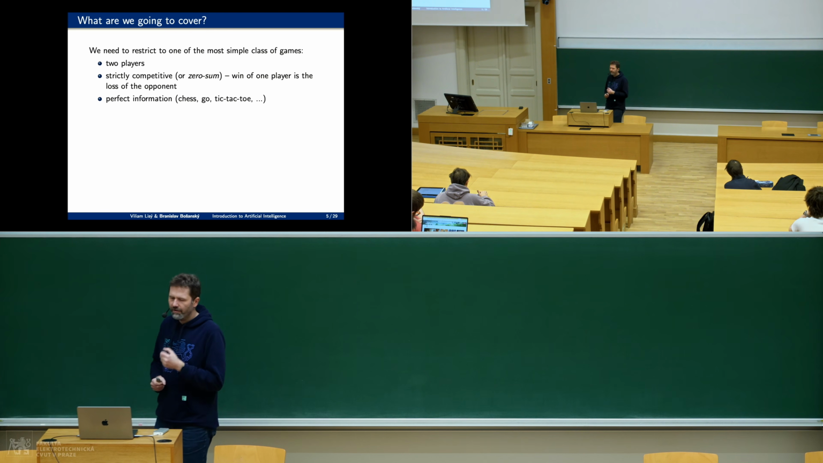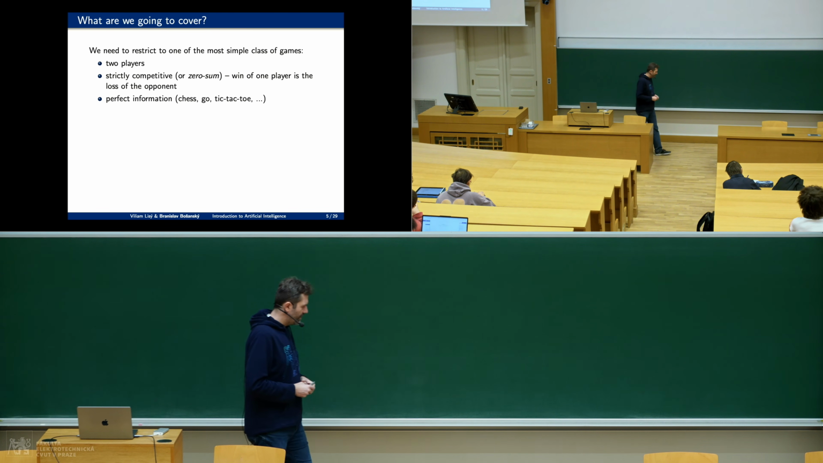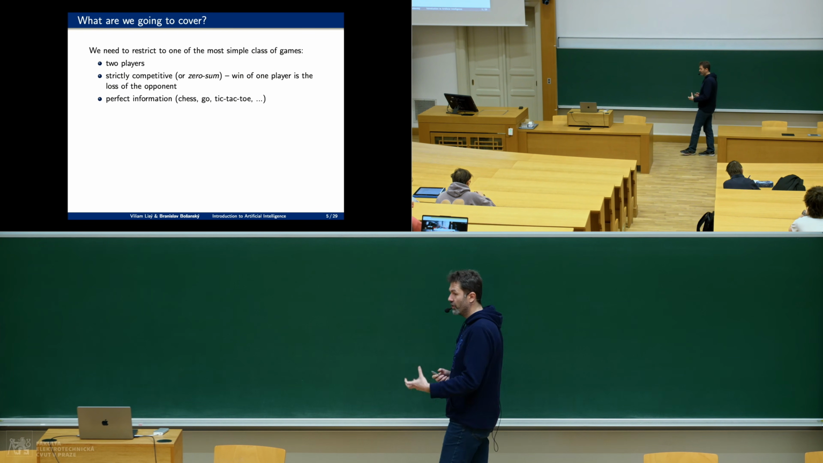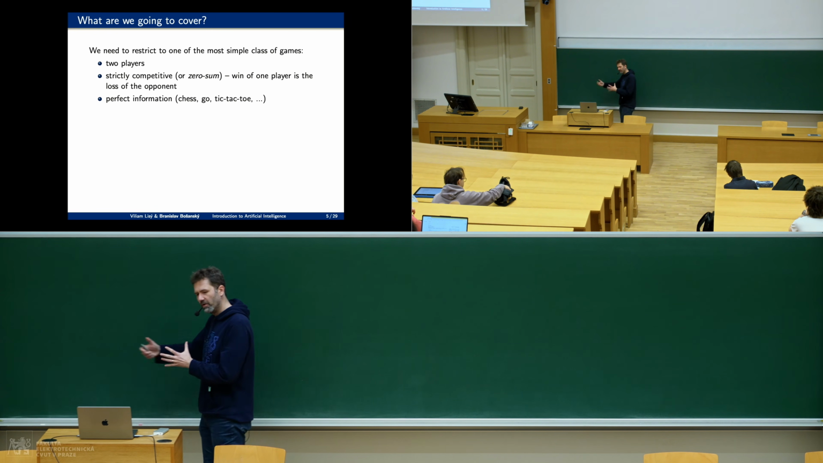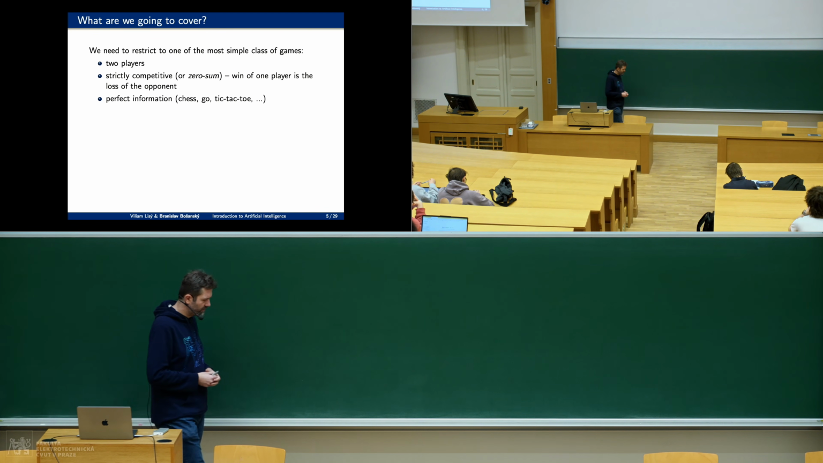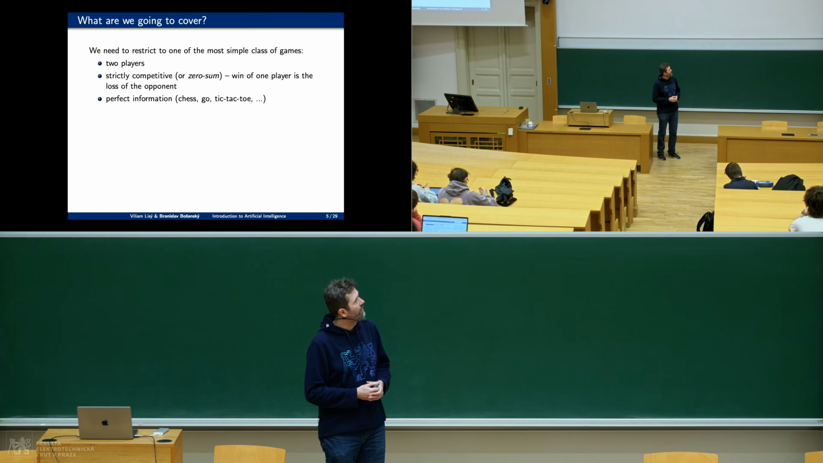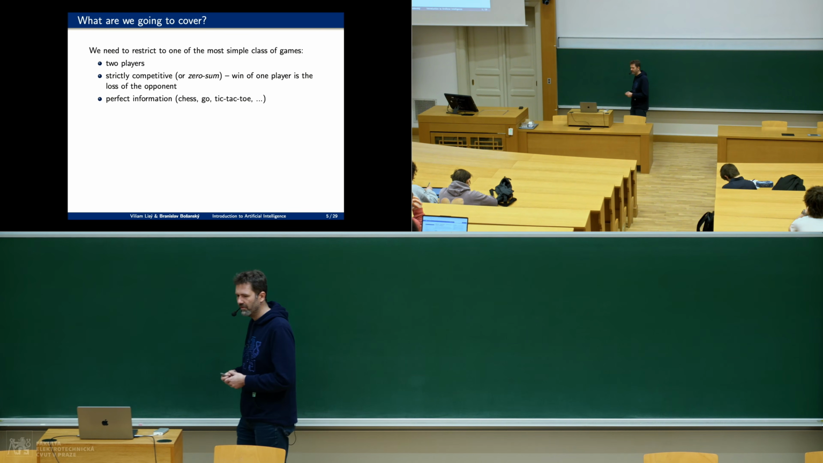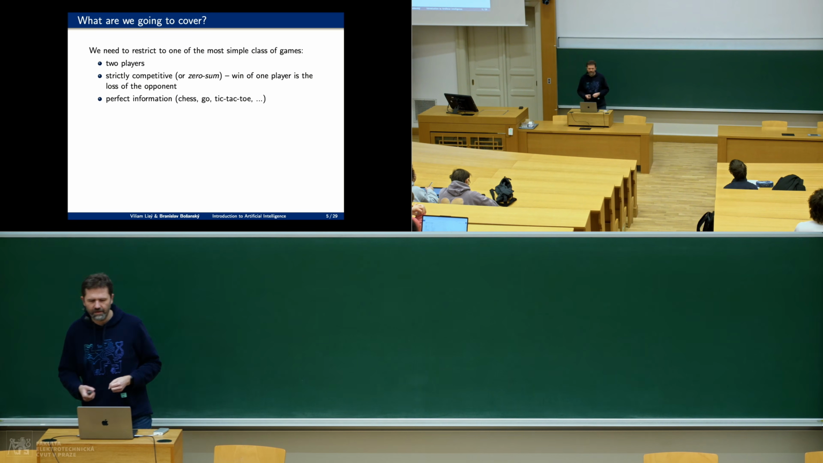And finally, we'll have perfect information about the game. So you will be able to solve, with the algorithms that we'll cover, games like chess, Go, or tic-tac-toe, or all the other games. And possibly, and we will touch on this towards the end of the lecture today, we can allow for some stochastic events in the game. This is possible. So, for example, backgammon is perfect information, two-player zero-sum, but there are stochastic events.